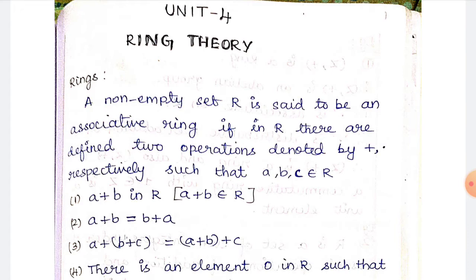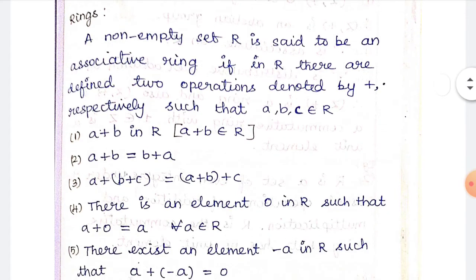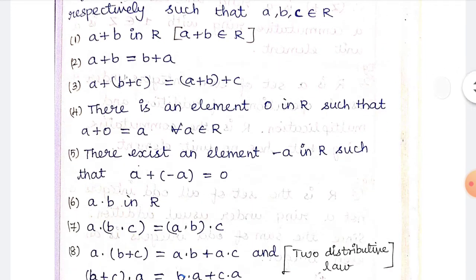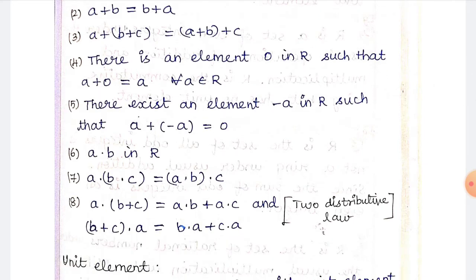So the first condition is a plus b is in R, that is the closure property. The next is a plus b is equal to b plus a. The third one is a plus (b plus c) is equal to (a plus b) plus c. The fourth one is there exists an element 0 in R such that a plus 0 is equal to a for every a belongs to R. That is the identity property. The next is inverse in addition. There exists an element minus a in R such that a plus (minus a) is equal to 0.